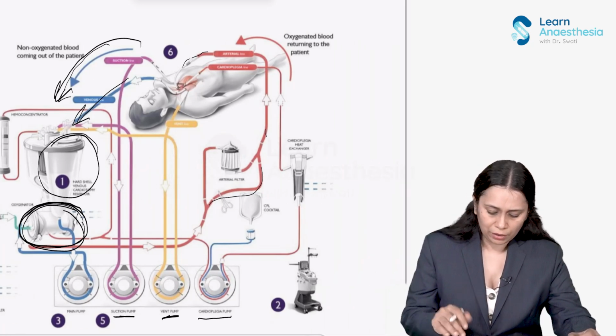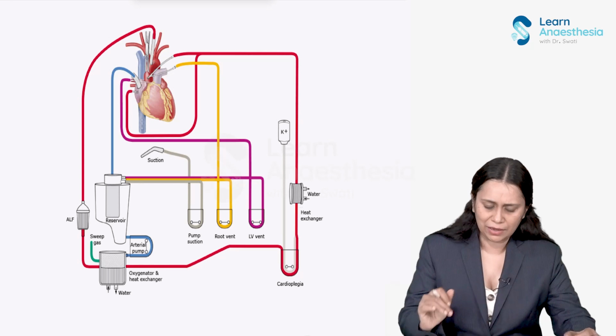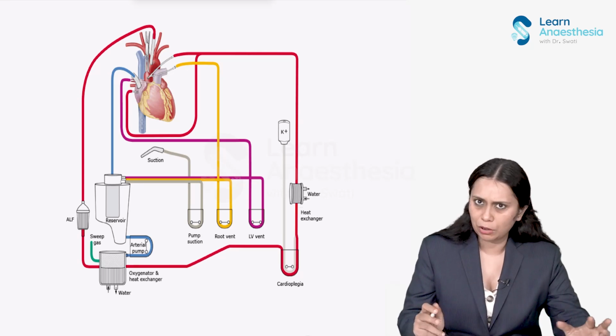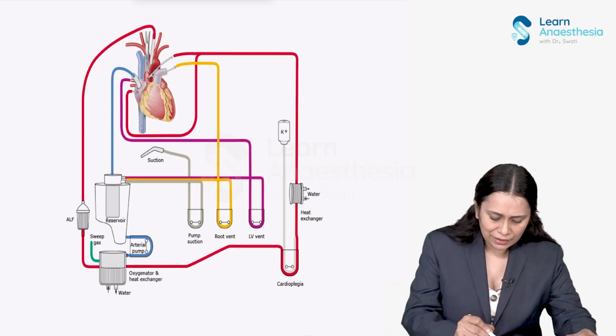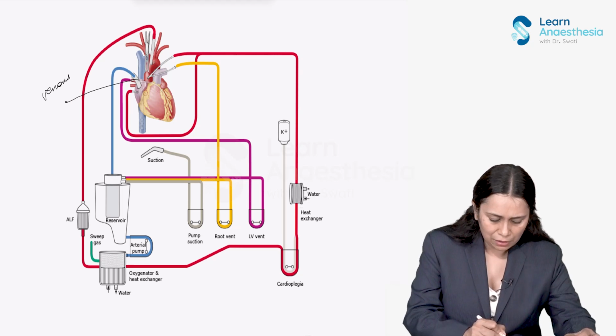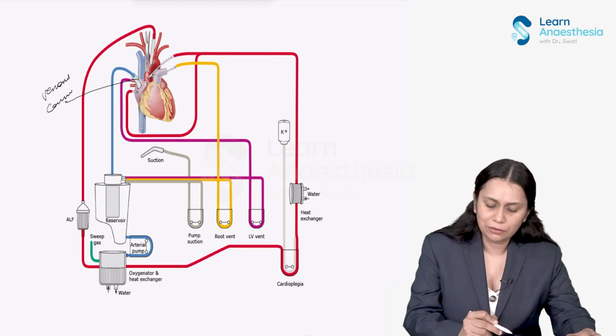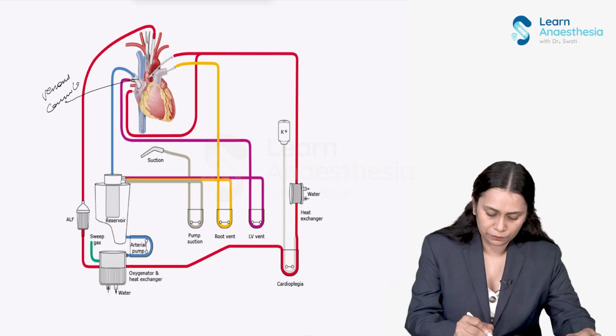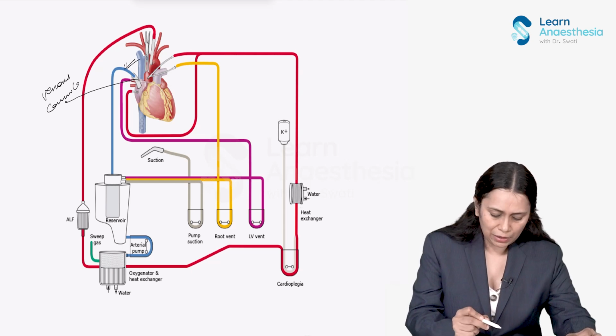Okay, so let us just simplify this design. So I have just simplified this design for a better understanding. So as I said, there would be a venous cannula. What is the site of the venous cannula? I would discuss with you. So there would be a venous cannula which would take the blood passively.